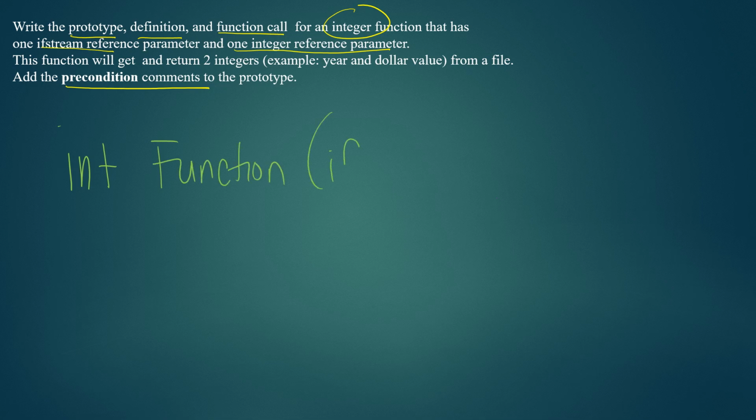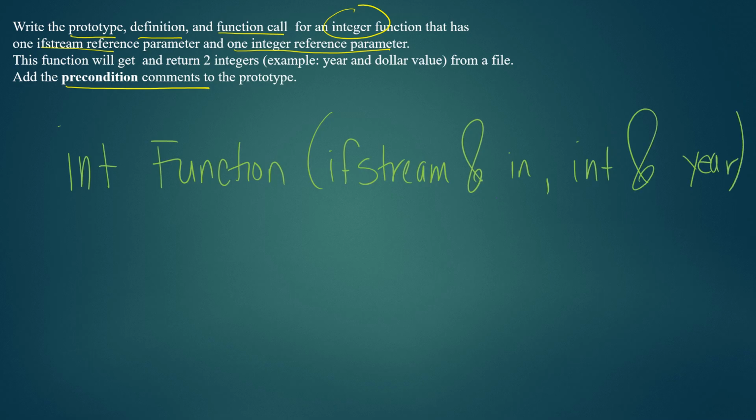It has an IF stream reference parameter. This is my ampersand. We do need to name the variables because we're going to be using them inside of the function. I'm going to use the year for this reference parameter. So the first thing, we're going to assume that we're already connected to the file. So all we need to do for the year is we need to read in from the file into the year. When we do that, that's going to set this value, and that's going to return that integer.